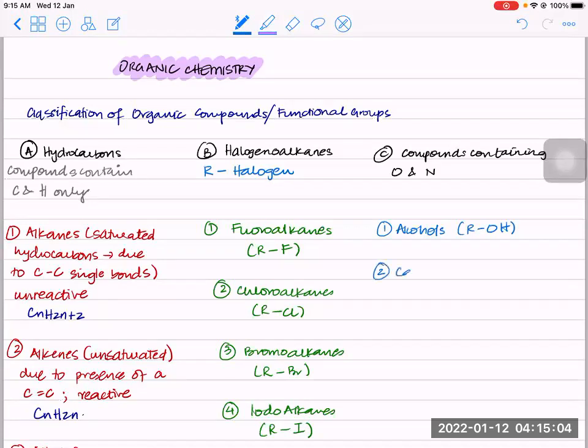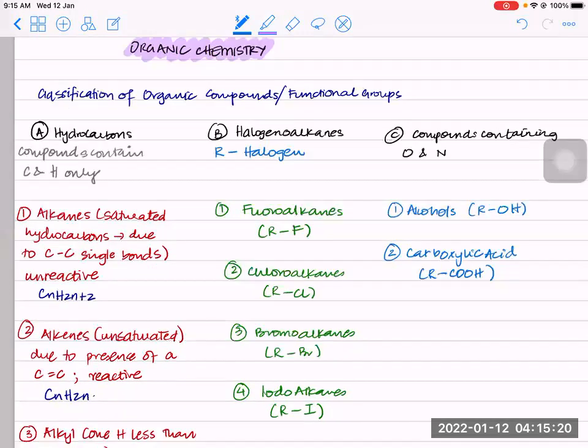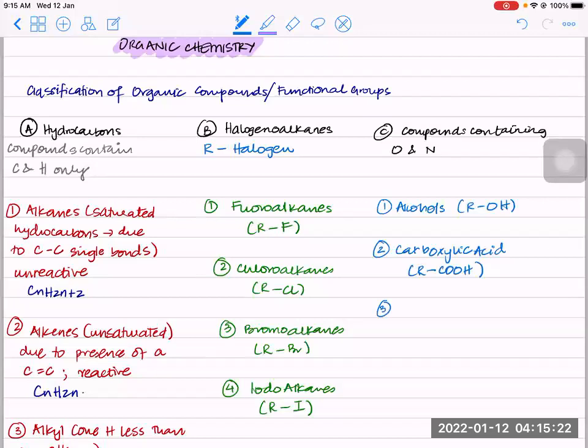Then we have carboxylic acid. What are carboxylic acids? When the R group is attached to COOH, or you can say CO2H, this is called carboxylic acid. We will see each of these individually as well.